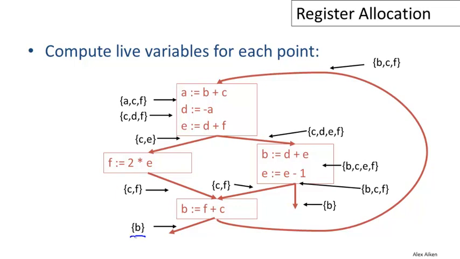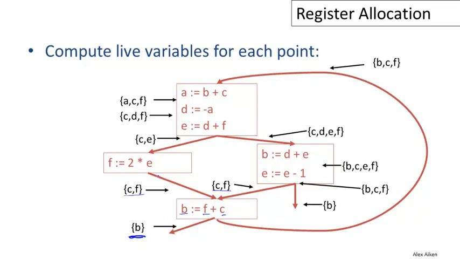Let's assume that on exit from this loop that only B is live. So B is the output of this piece of the code, and it's used elsewhere, but none of the other variables are live. So then if we work backwards, remember that liveness is a backwards analysis, we'll see here that B is written, and so it's not live before this statement, but F and C are read. So both C and F are live before this basic block.